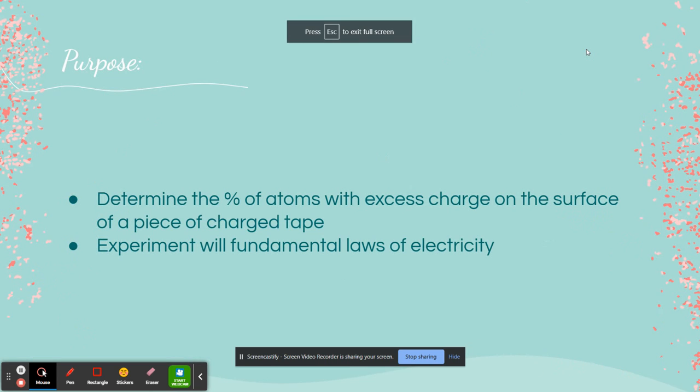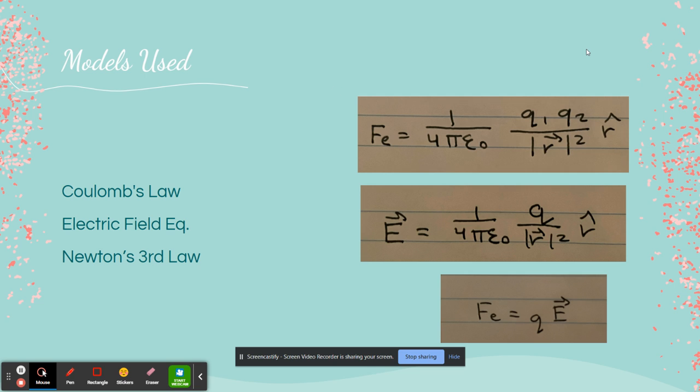Lab 1. The purpose of the lab was to determine the percent of atoms with excess charge on the surface piece of a charged tape, and in general to familiarize ourselves with fundamental laws of electricity. The models used are Coulomb's law, which is the equation to find the electric force, the electric field equation, which finds the electric field, and Newton's third law, which says equal and opposite force, which we'll see later in the equations.